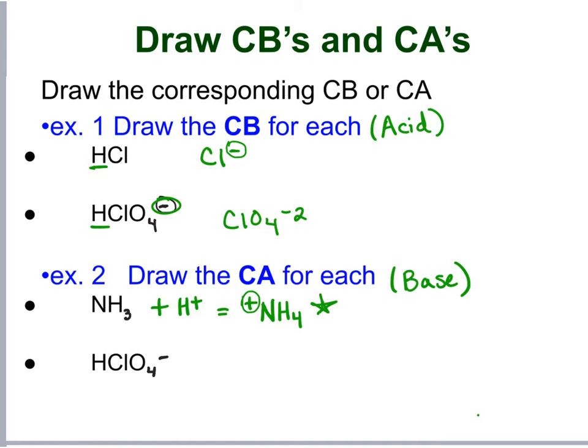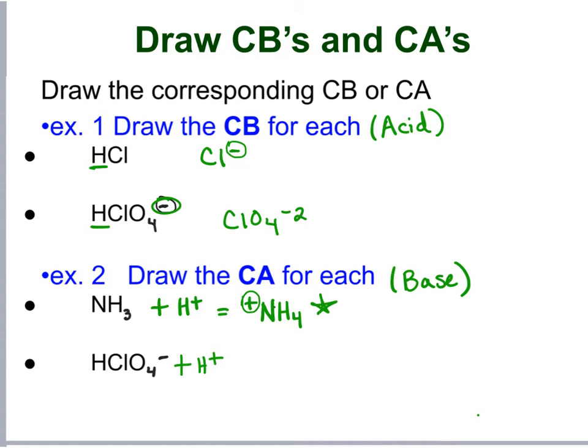For the next one in example 2, we're going to use the HClO4- just like we did in example 1, but this time we're going to draw the conjugate acid. So we're going to use the process that we used for the example we just did with NH3. The first thing we're going to do is add the H+, and now what is that going to give me? Pause the video and try and see if you can write the answer.